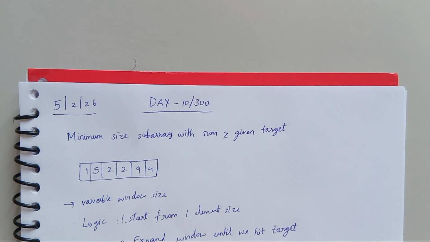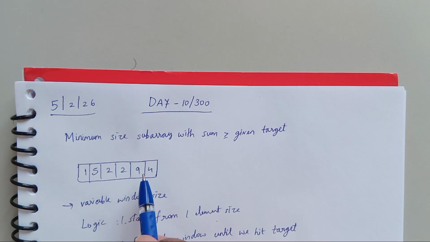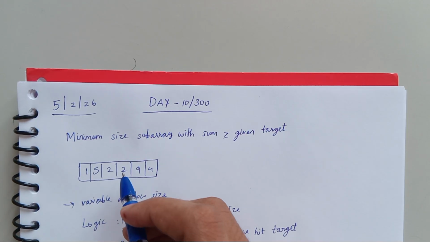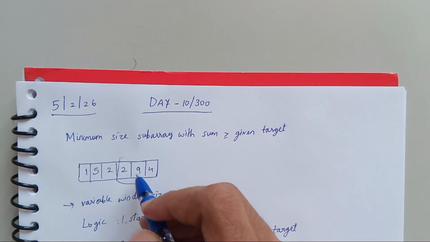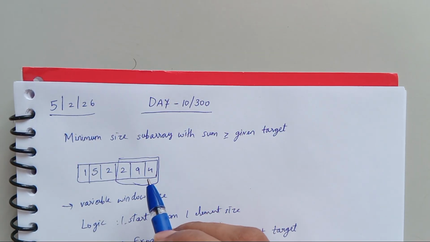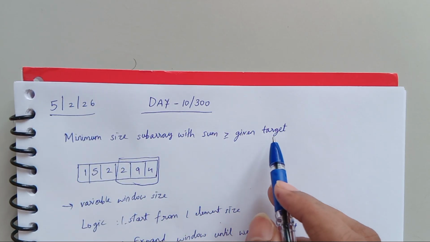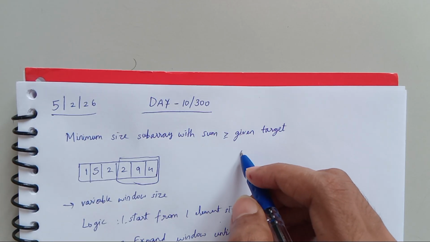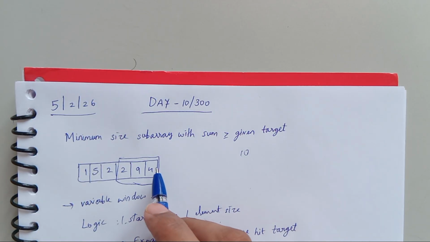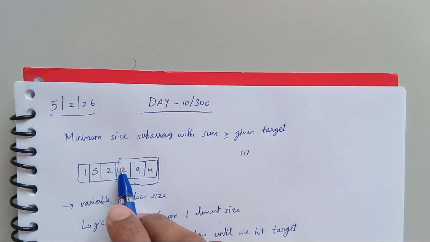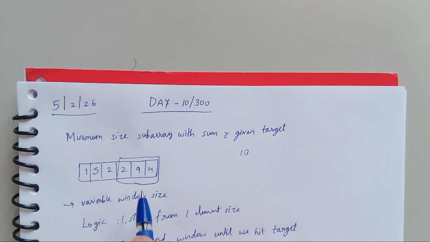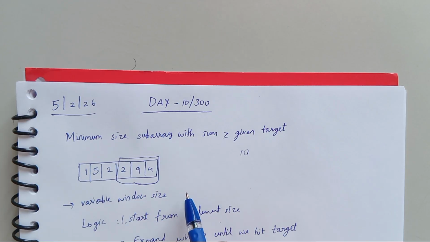Hi guys, in this video we are going to solve one more question on sliding window, and in this question we are given an array whose elements are positive, and we need to find a subarray. Suppose we have this subarray, and the sum of the elements of the subarray should be greater than or equal to a given target. Suppose if the target is 10, then we need to find all the subarrays whose sum is greater than or equal to 10, but the length of the subarray should be as small as possible.